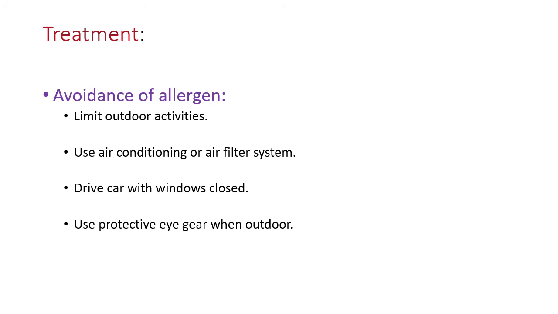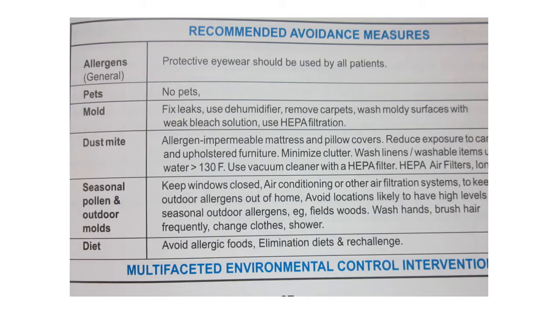So how to avoid the allergen? For avoidance of allergen, you have to limit the outdoor activities. You have to use air conditioning or an air filter system. Then if you are driving a car, you have to drive with windows closed and use protective eye gear when you are outdoors. So maximum you have to avoid the allergen. For children, you can restrict some play activities outside. So this is how you can give recommendations for the avoidance measures.